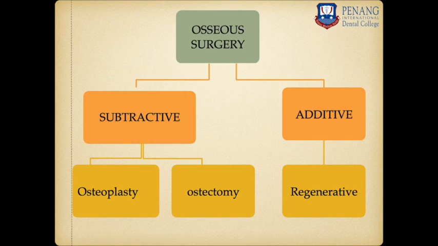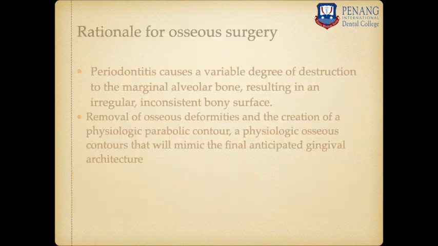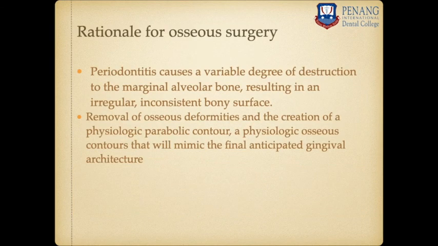So osseous surgeries are basically classified into subtractive and additive, either resective osseous surgery or regenerative osseous surgery. We'll see only the resective osseous surgery in this class. The rationale of osseous surgery is to remove the bone so as to bring back the contour to a more physiological or positive architecture, so that the patient can maintain oral hygiene.